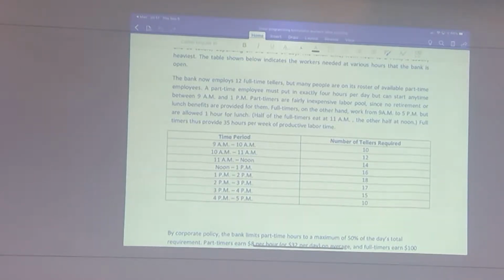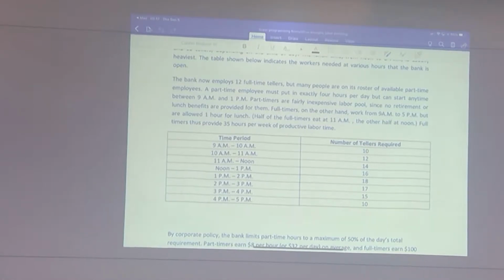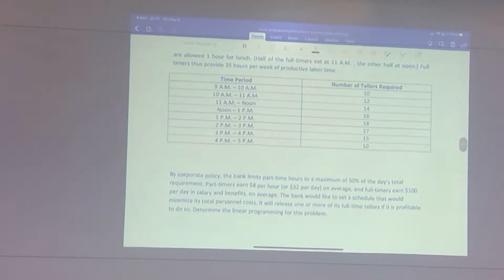Full-timers, on the other hand, work from 9 a.m. to 5 p.m. but are allowed 1 hour for lunch. So half of the full-timers eat at 11 a.m. and the other half at noon. Full-timers provide just 35 hours per week of productive labor hours, and there is a table to show us the time period and the number of tellers required.